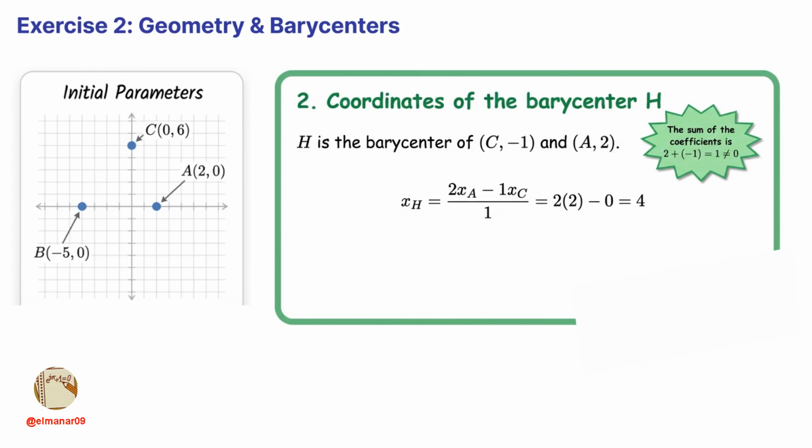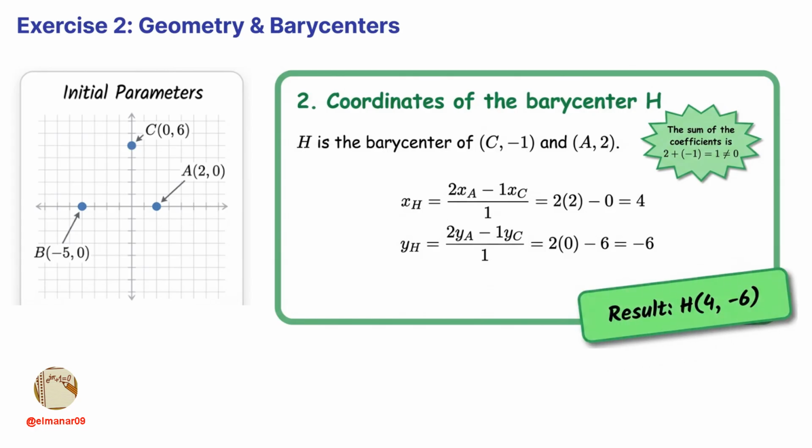For the y-coordinate, yh, it is the exact same intellectual gymnastics. We multiply the y-coordinate of A by 2 and the y-coordinate of C by -1. This gives us yh equals 2 times 0 minus 1 times 6 divided by 1, which equals 0 minus 6, which equals -6. And there you have it, my dear students. We have succeeded brilliantly. The final result is boxed in bright green. Point H has the coordinates 4, -6.